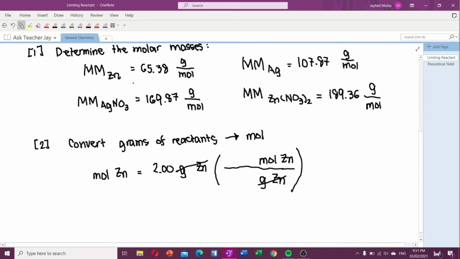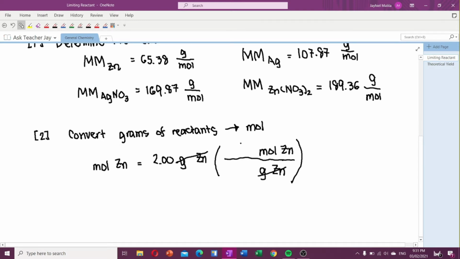But the value of our molar mass is in grams per mole, so we need to use the reciprocal, or divide 2 grams by 65.38. If you are going to write this one, make sure that you write the 1 mole of zinc, which is 65.38 grams over 1 mole. So that's 1 at the top and 65.38 grams at the bottom. You can pause this video so that you can solve this item on your own, and let's see if we have the same answers.